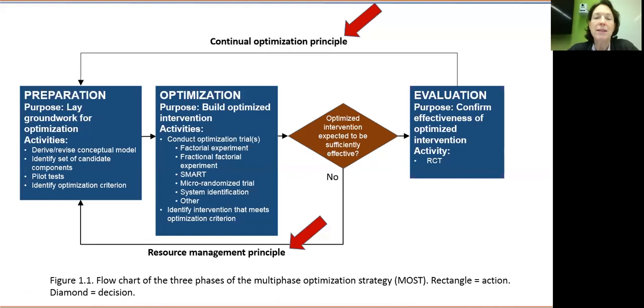Now, when would you want to select a factorial over a fractional factorial experiment? There's only one reason to consider a fractional factorial experiment, and that is economy. If you have the resources to conduct a factorial experiment, then you would probably lean toward a factorial experiment. Very often, what it comes down to is you have the resources to manage a certain maximum number of experimental conditions. So let's say you know that you have the resources to conduct 16 experimental conditions.